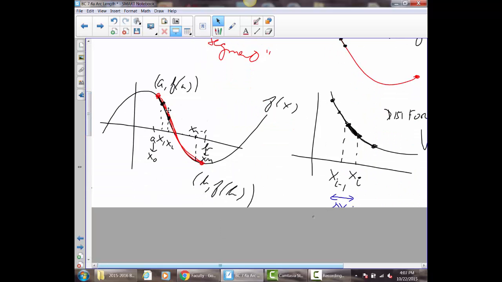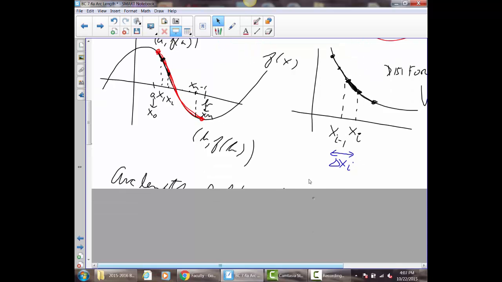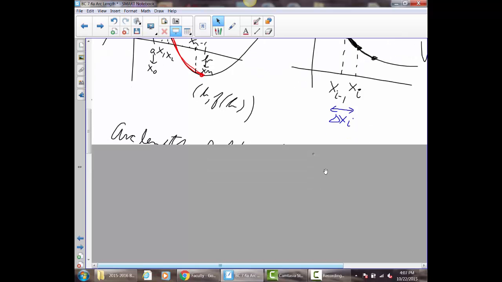So what we have is a whole bunch of points all going down here. If I take 2 points, if I call this the point x subscript i, then the one before it would be x subscript i minus 1. For example, if this was x3, this would be x2, the next one would be x1, etc. So the distance between these two consecutive x values would be a small quantity delta xi.